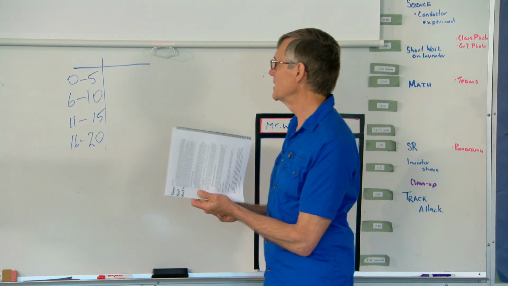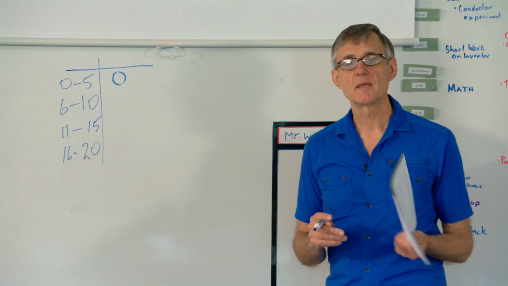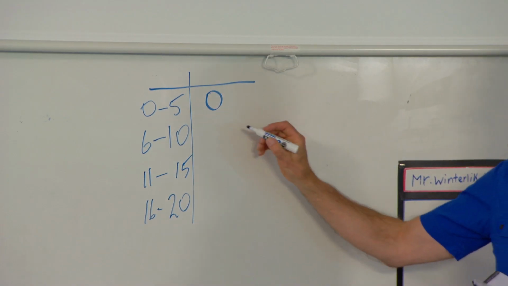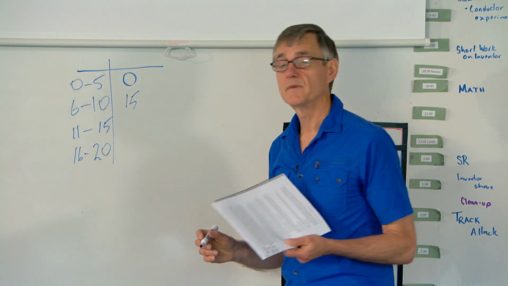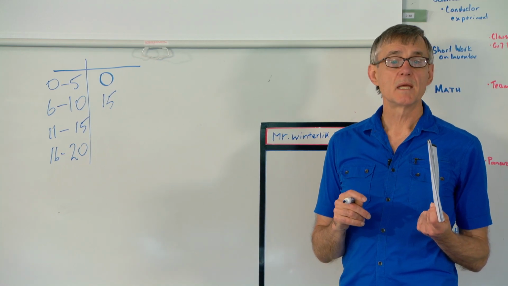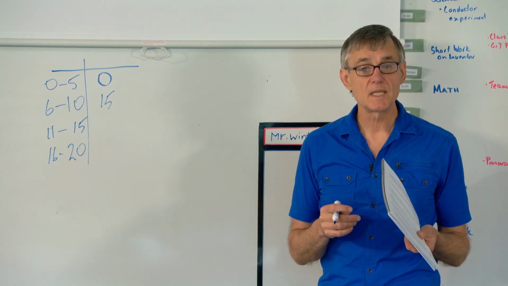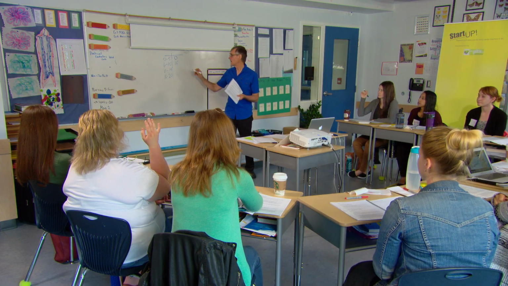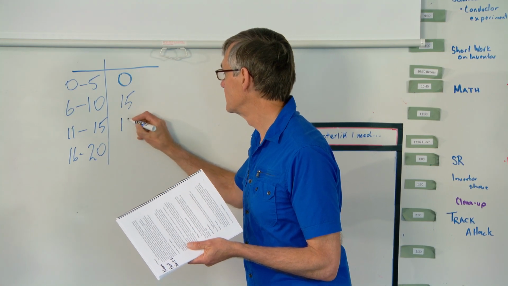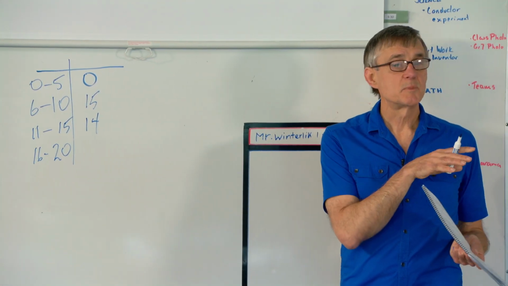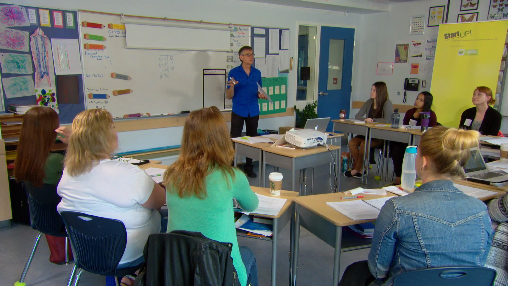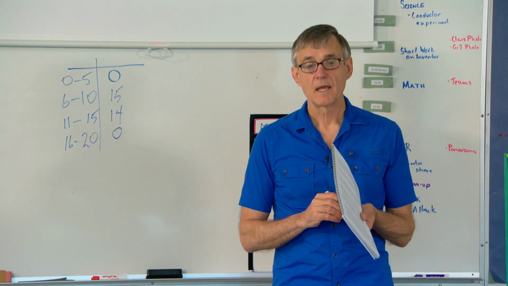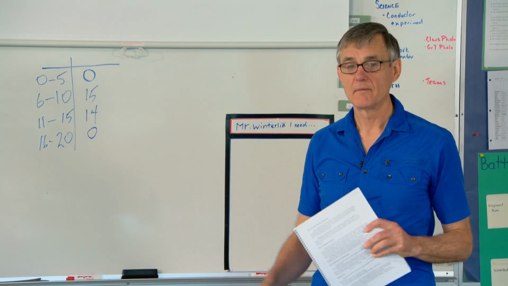Okay, nobody. So I'm going to put 0 here, okay? How many think it's between 6 and 10 of you have a pet? Okay, so you have about 15 people, okay? How many of you think there's between 11 and 15 with a pet? Okay. How many think there's between 16 and 20 with a pet? Nobody. Okay. All right. So what I've done is we've created a data table of that result.